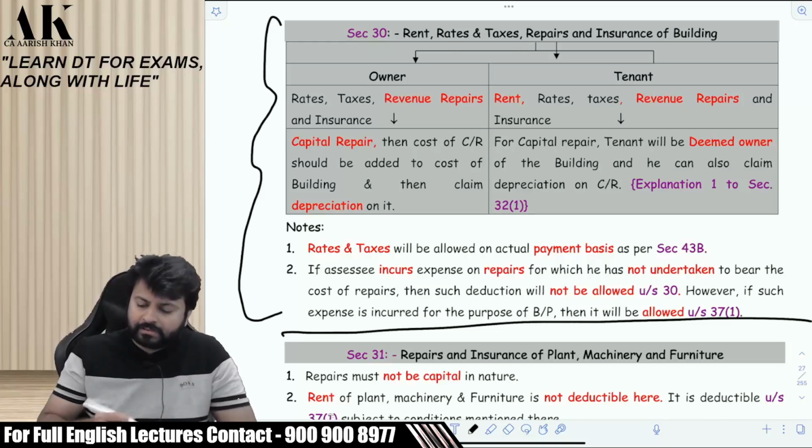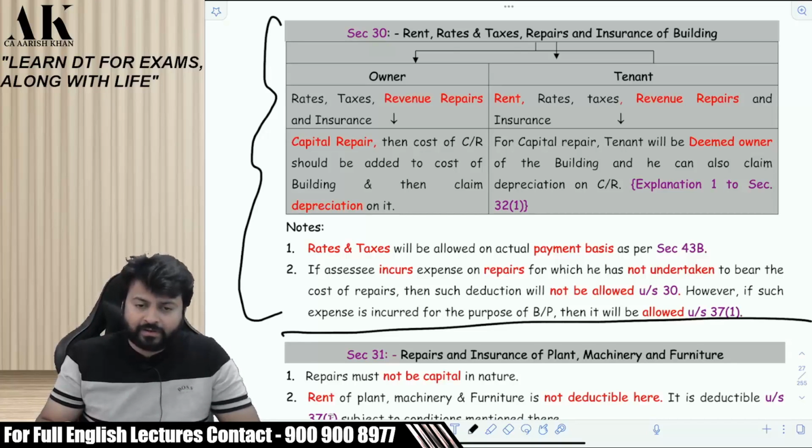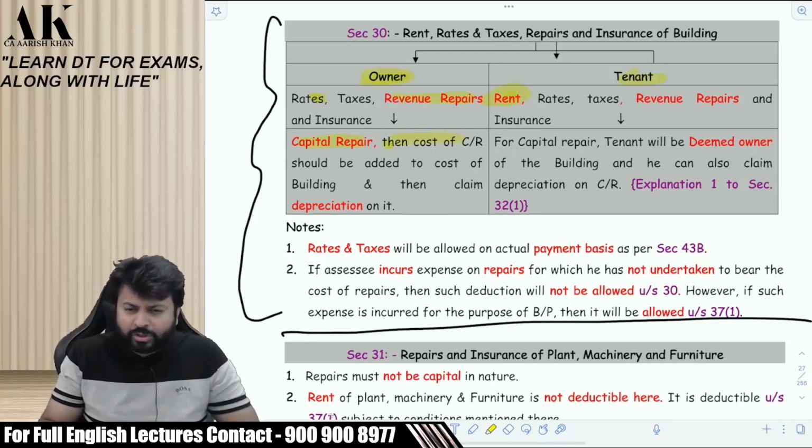So I will just help you all to understand the things for the first time at least. Pay attention on the board, beta, all of you. Owner, tenant. Owner will not get rent. Agreed? Tenant will get rent also. Repair has to be capital repair, right? If the owner doesn't repair, then there is no issue. Then it will be directly added to the cost of the building of the owner and then claim depreciation. If the tenant adds, then it is deemed owner, right?